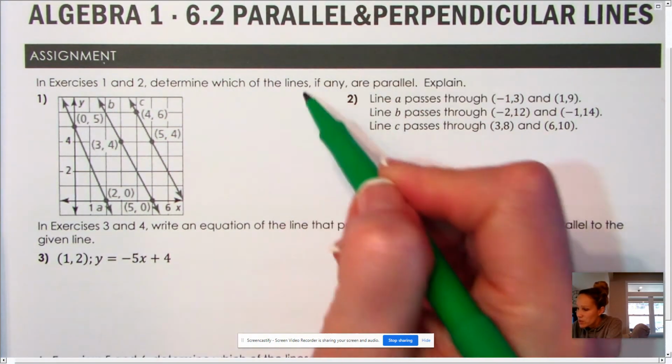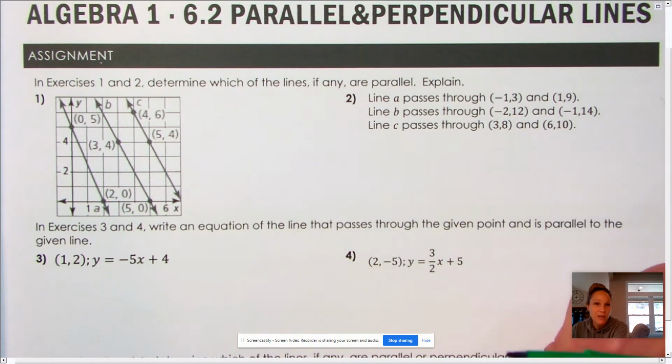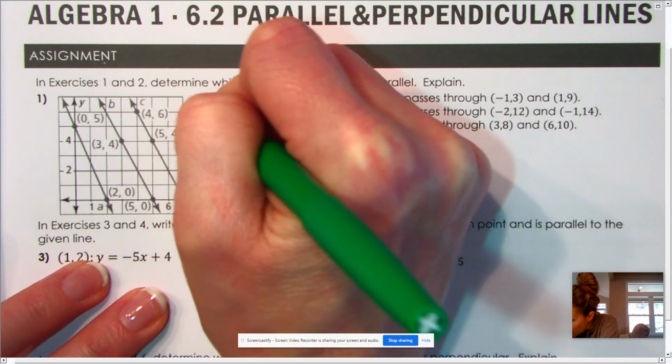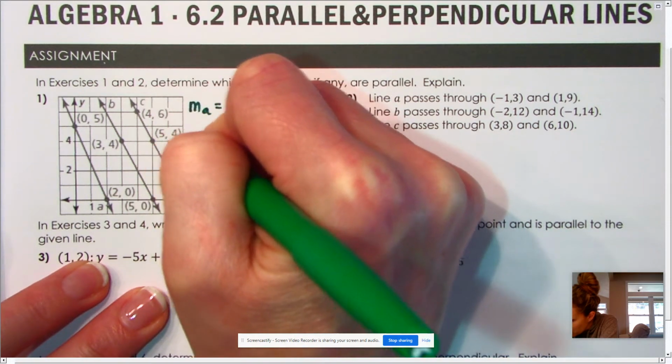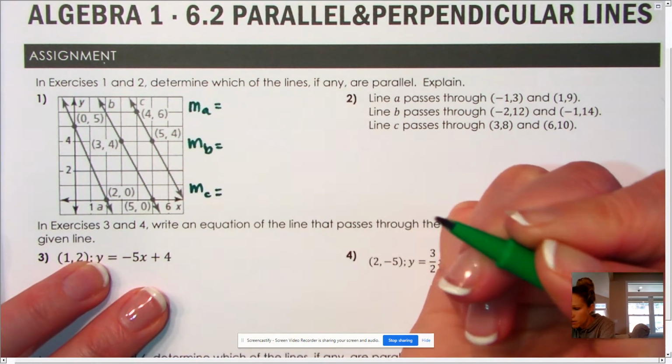So this says determine which lines, if any, are parallel. And you can't just say, oh, those ones because they look parallel. You have to support it with some evidence. So we're going to find the slope of A, the slope of B, and the slope of C. And then we want to compare them.